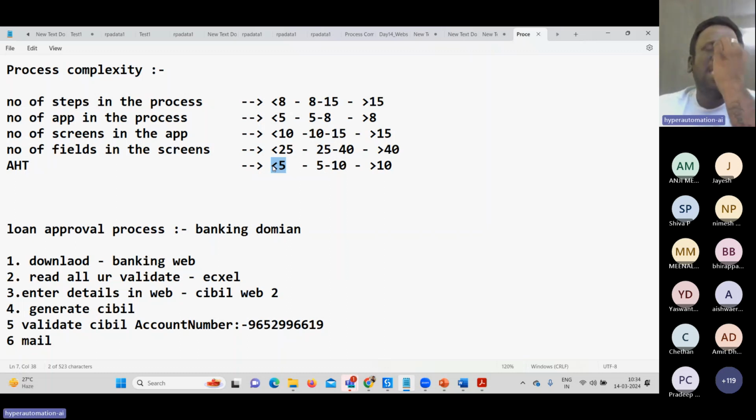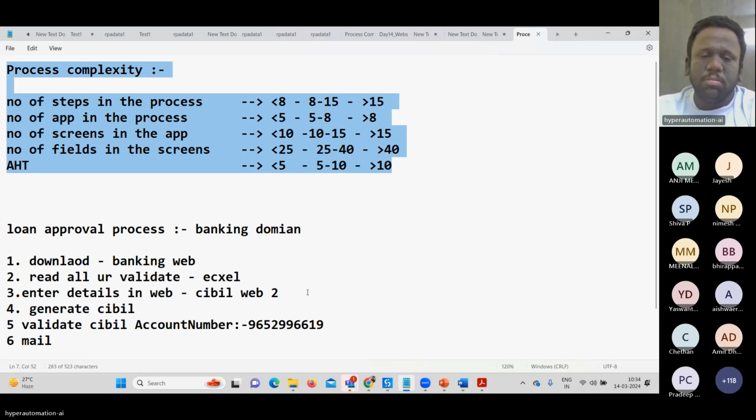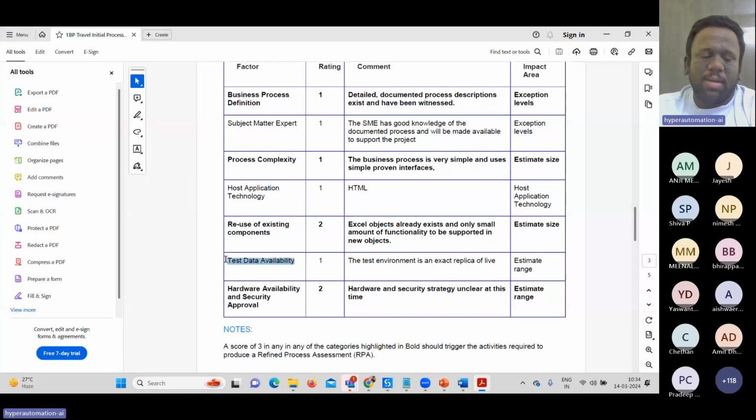So all these things will help us in identifying whether the process is simple, medium, or complex. If it is a simple process, it's going to take you around 4 to 6 weeks to complete. If it's medium complexity, 6 to 10 weeks. And if it is a complex process, it's going to take you 10 to 14 weeks. That is 1 to 1.5 months for a simple process, 1.5 to 2 months for a medium complexity process, and 2 to 3 months to complete a highly complex process. It purely depends upon this complexity. So we're going to talk about the test data availability.